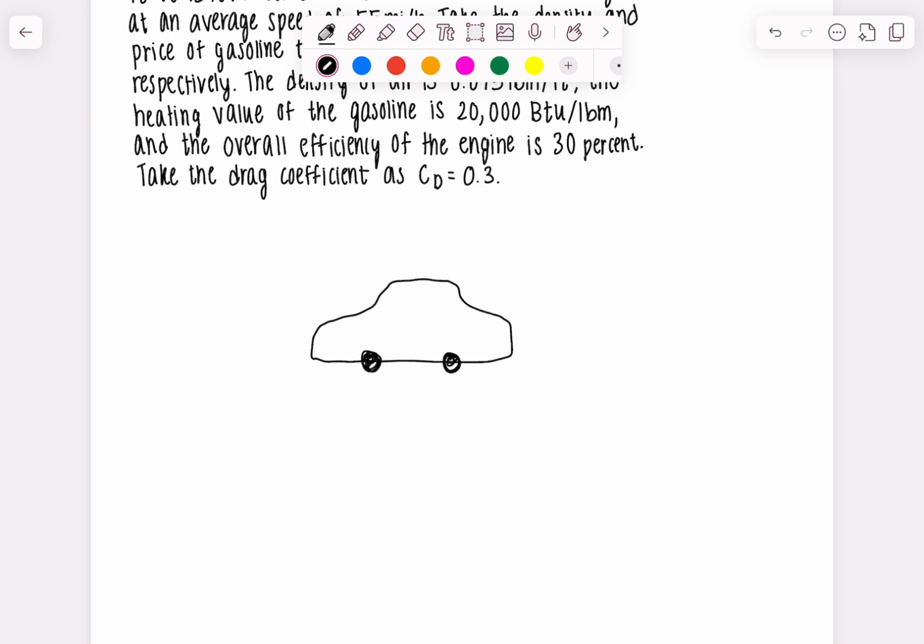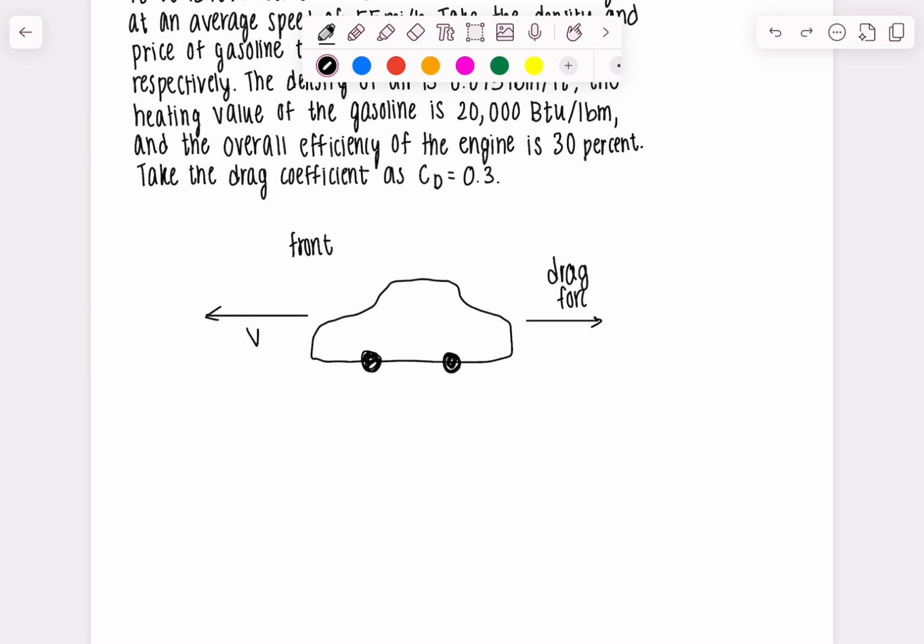Okay, we have a car, and we're assuming this is the front of the car here. So our thrust and our velocity will be going in this direction, which means our drag force will be going in the opposite direction. All right, so what we want to find is the amount of fuel and money saved per year by reducing the frontal area of the car.